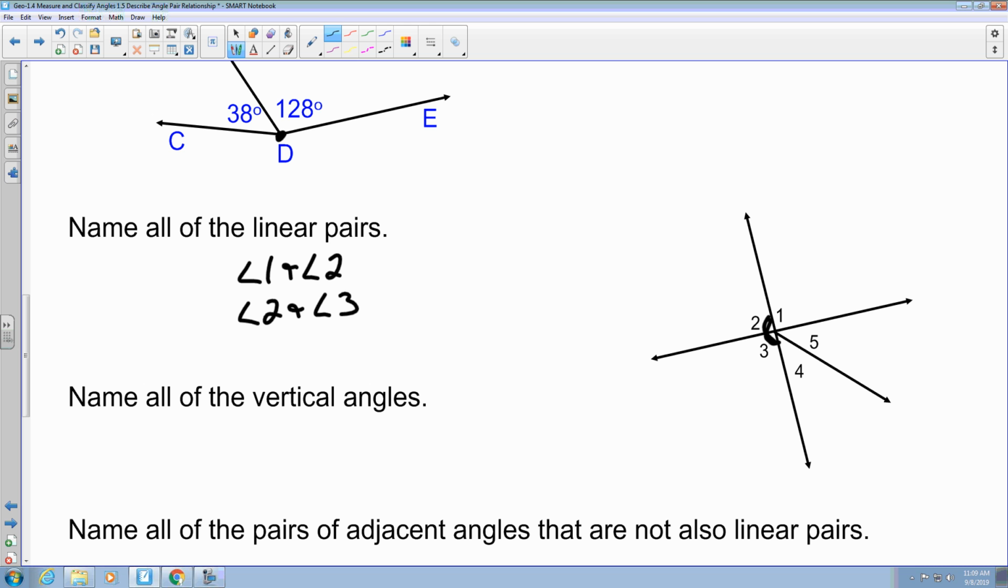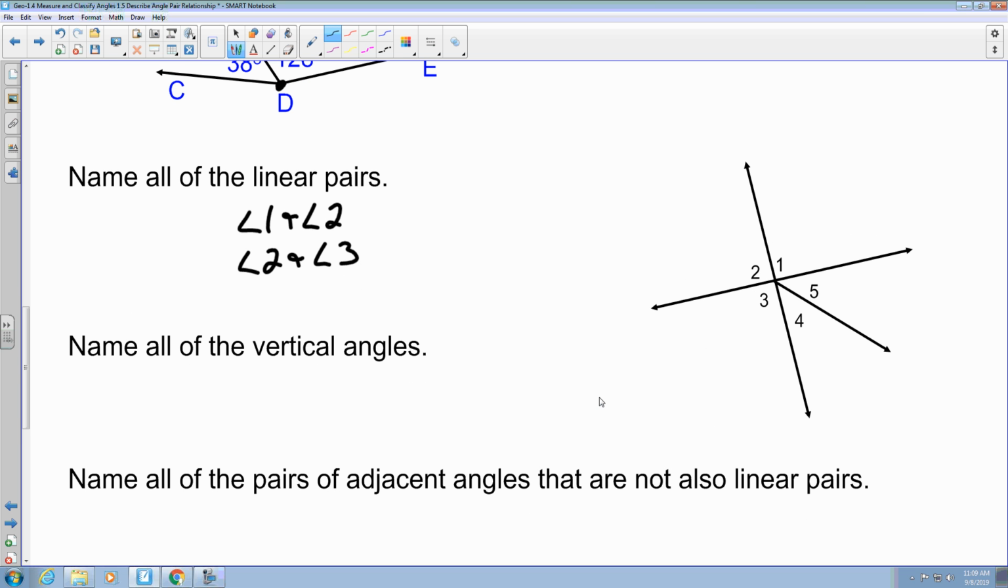Are there any others? I don't see any. I could make up a sum of them that would make up a linear pair, like 3, 4, and 5, but pairing is usually 2, so 1 and 2 are linear pairs, and 2 and 3 are in fact linear pairs.